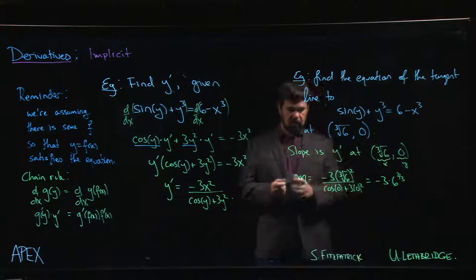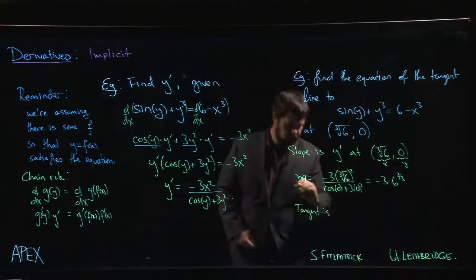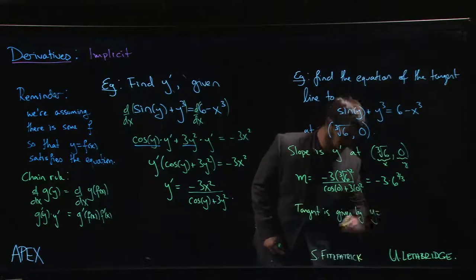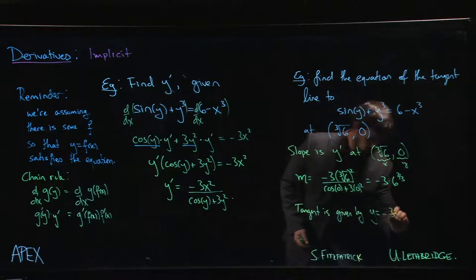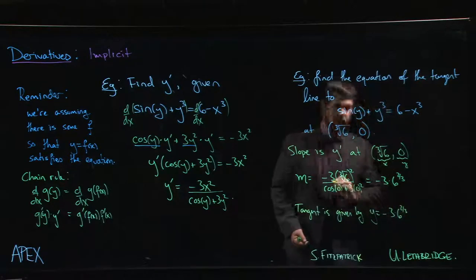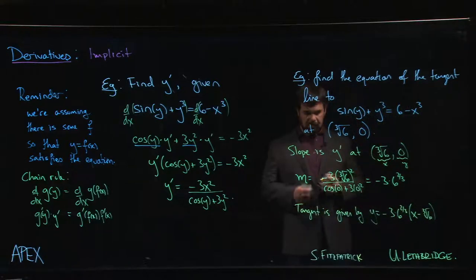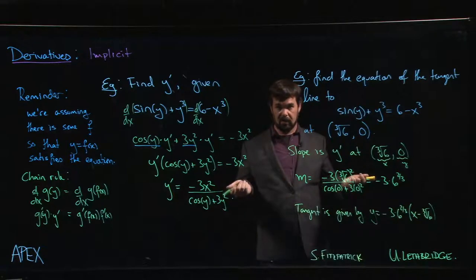Now we can write down the equation of our tangent line. So the tangent is given by y equals, well, the y coordinate of our point, which is 0, so we don't bother to write it, minus 3 times 6 to the 2/3, our slope, times x minus the cube root of 6. Okay, and we can leave it like that. If you want to multiply the slope through, it'll simplify the constant term at least, or you can leave it like that. At this point, you've got the answer.